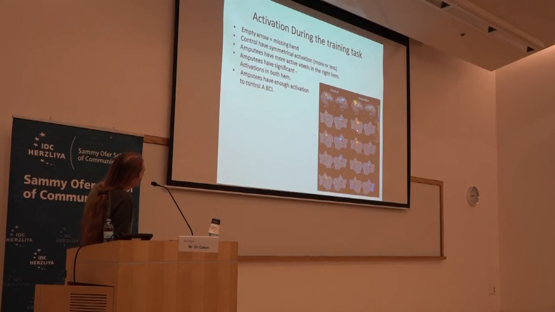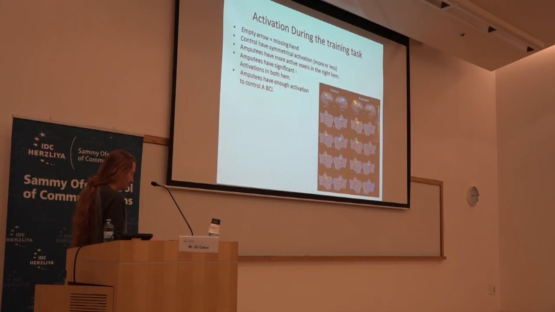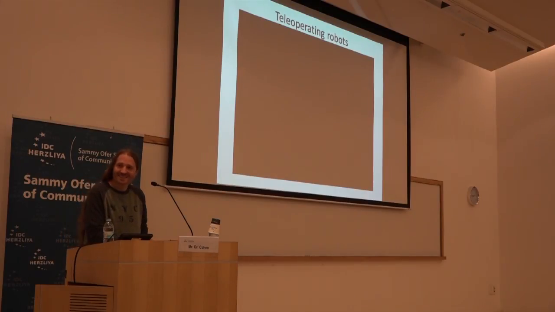And for the group of amputees, you can see there's some plasticity going on, and there's an expansion of activated voxels across other regions, which do not exist in the control group. And obviously, there is enough activation to control a BCI with similar performance measures to the control group.